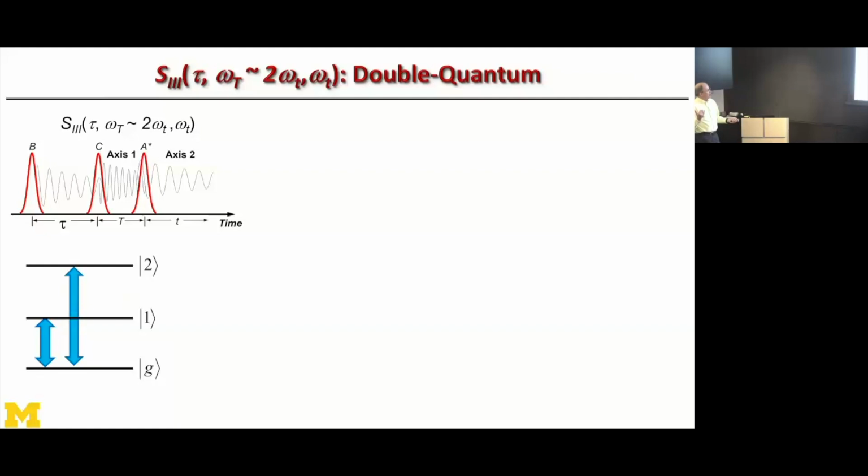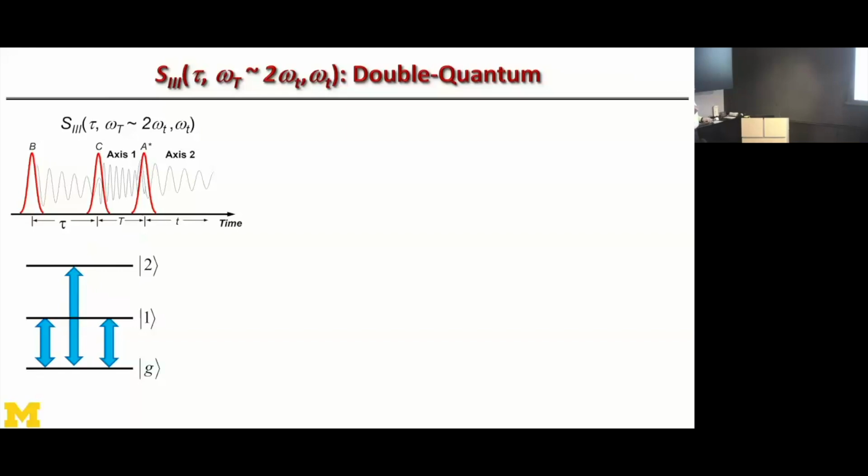And so then we can read it out by coming in with another pulse that, again, drives between these two. We create a coherence here that radiates. We measure that. That's at the optical frequency. But the point is, if we now change the delay here, we'll actually read out the fact that this oscillation is at twice the optical frequency.